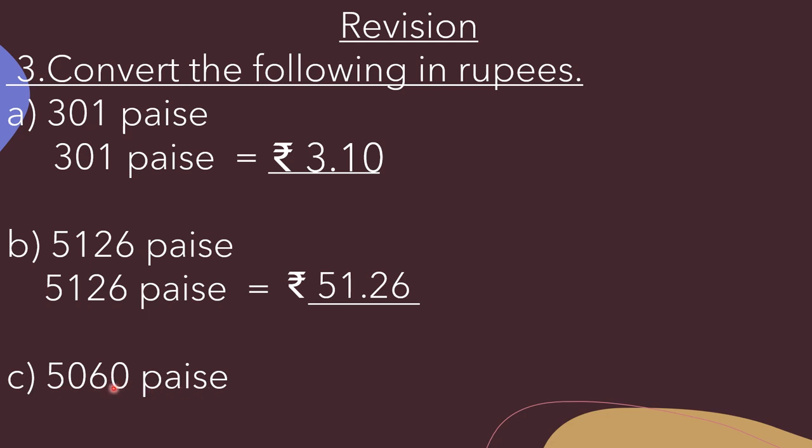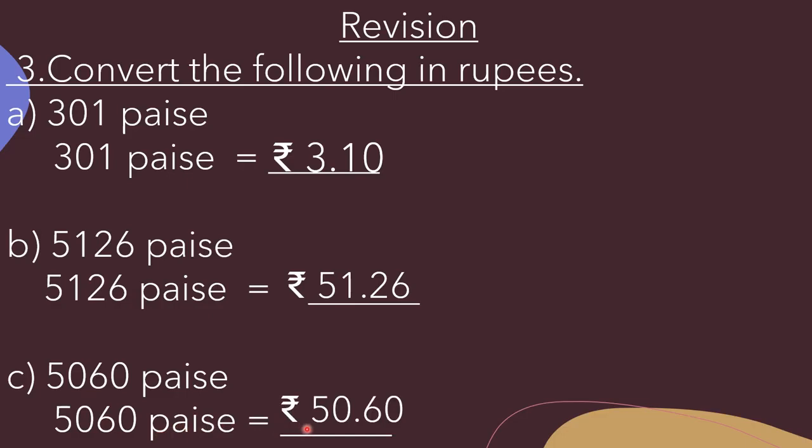Now in C part, 5060 paise. Now again the last 2 digits are 60. Okay, we have to put a dot before 60. And how we can write it? Like this, rupees 50.60.